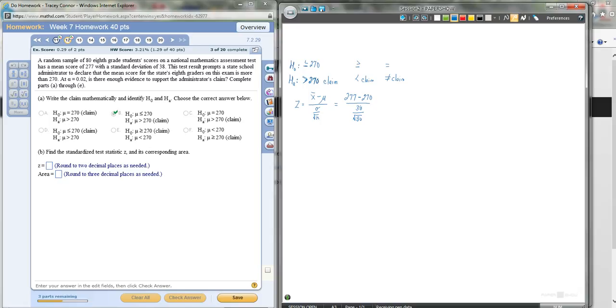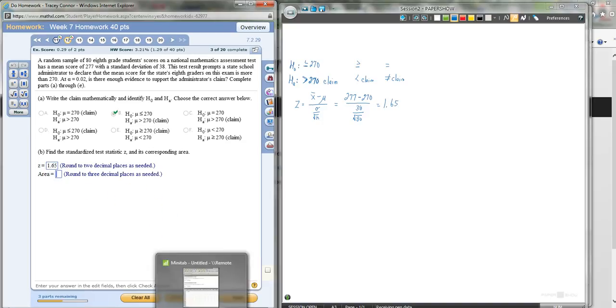So if we plug this in, 277 minus 270 divided by 38 divided by the square root of 80, and I am getting a z-score of 1.65. I'm rounding it to 2 decimal places. Okay. And then we have to find the area.